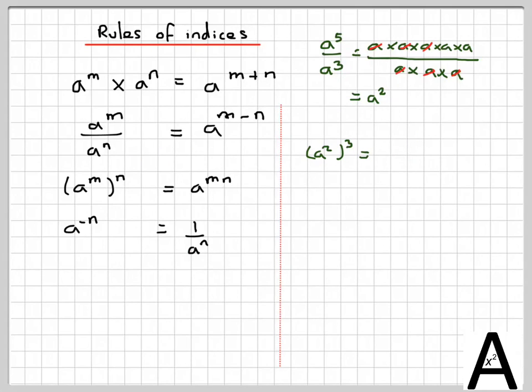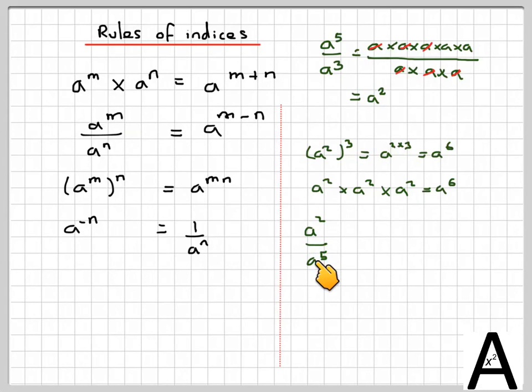a squared cubed, according to the rule, is a to the 2 times 3, which is equal to a to the 6. Now if I did a squared times a squared times a squared, because I've got a squared cubed here, then according to the first rule, that will be a to the 6.